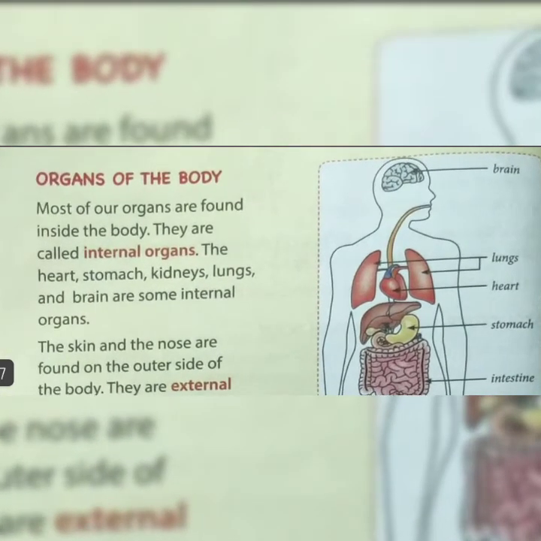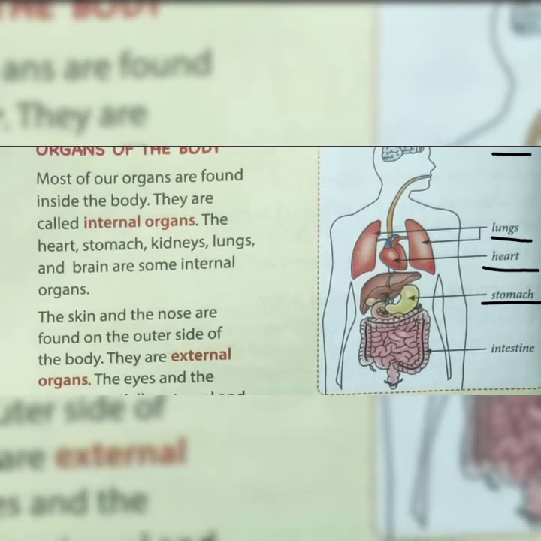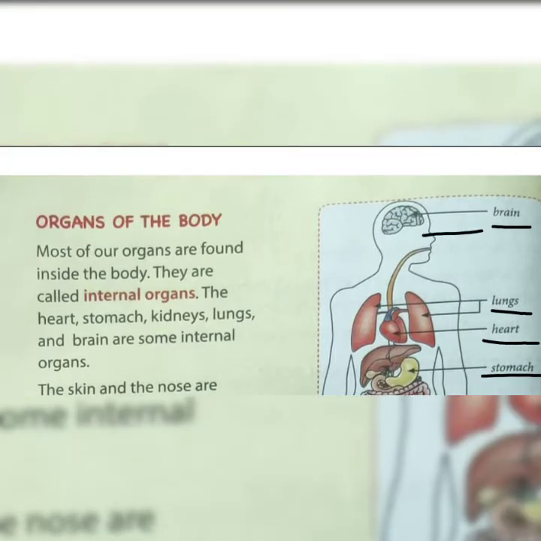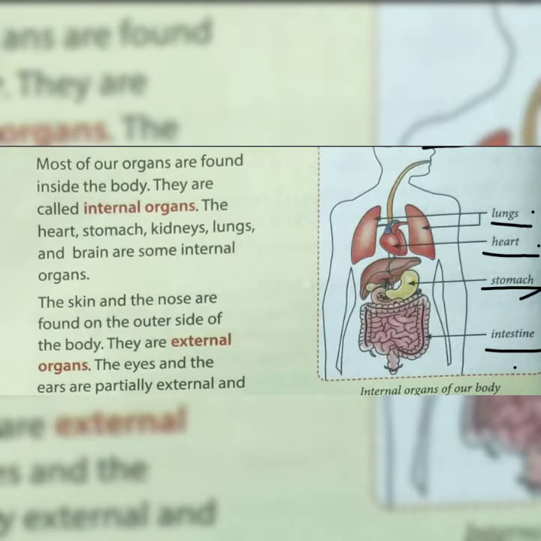See, the parts which are located inside our body, which means that we cannot see them from outside, are called internal organs, like the brain, lungs, heart, stomach, intestine. These are all present inside our body. They work inside our body, means they work from inside our body. So these organs which we can't see from outside are called internal organs.